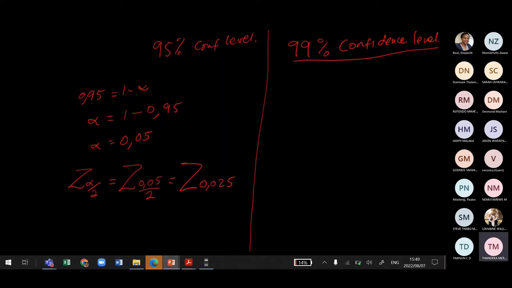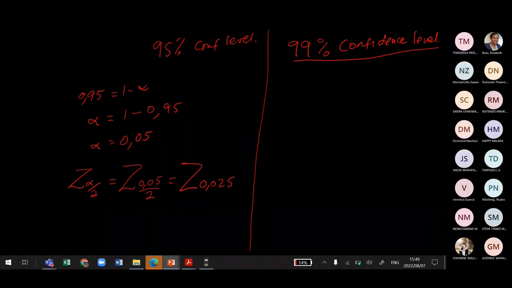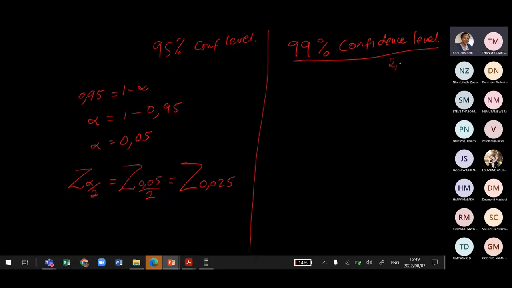Yes. The answer is 2.575. When I write it here, you say the number is 2.575. Okay. How do you get 2.575? Because your Z table has only two decimals, right? So look for the value closest. So how I did it is I looked for.